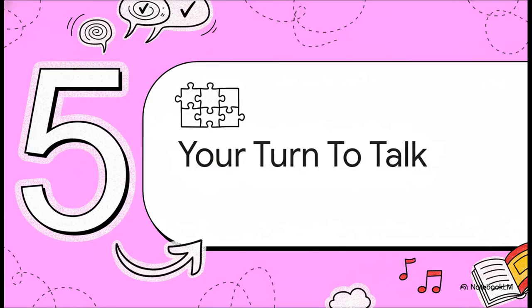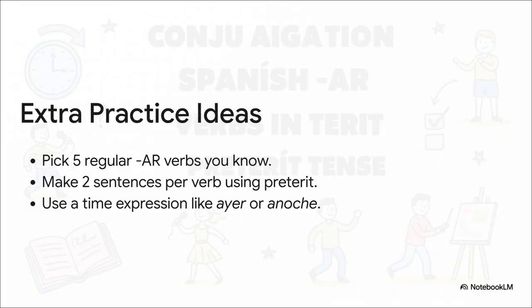You now have this foundational tool to talk about countless completed actions in Spanish. So what's the only thing left to do? Well, you gotta use it. Now, it's your turn to talk. Look, the absolute best way to make this really stick in your brain is to actually use it. So here's a little challenge for you. Try to pick five regular AR verbs that you already know. Then, for each one, make two simple sentences using the past tense we just learned. And try to throw in some of those time words like ayer or anoche. I promise you, this is how you go from just knowing the rule to truly owning the skill.